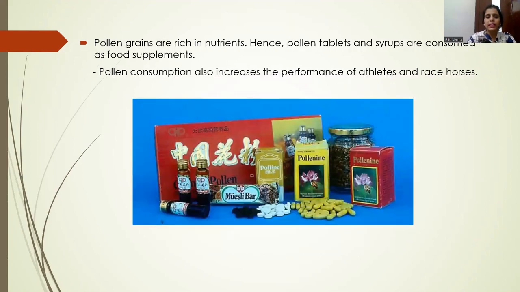The next fact is that these pollen grains are highly rich in nutrients. Hence, pollen tablets and pollen syrups are available, especially in foreign countries. People there consume these pollen tablets and pollen syrups as a food supplement because pollen grains are highly rich in nutrients. One more point to be noted is that pollen consumption can increase the performance of athletes and race horses. So that's the reason they are consumed as a food supplement in most countries.